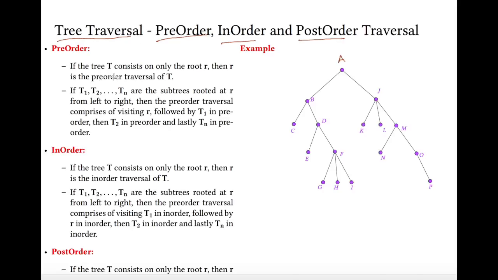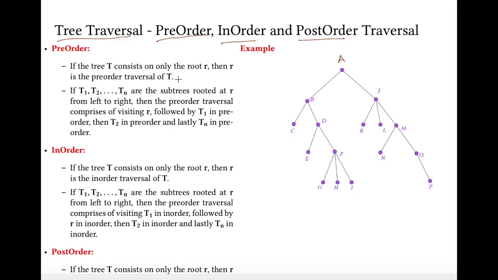What if T does not contain only the root? It has some subtrees as well. So then it has a root R, and T1, T2 up to Tn are the subtrees rooted at R from left to right. Then the pre-order traversal comprises visiting R, followed by T1 in pre-order, then T2 in pre-order, and so on, and lastly Tn in pre-order. So we traverse all these subtrees using pre-order.